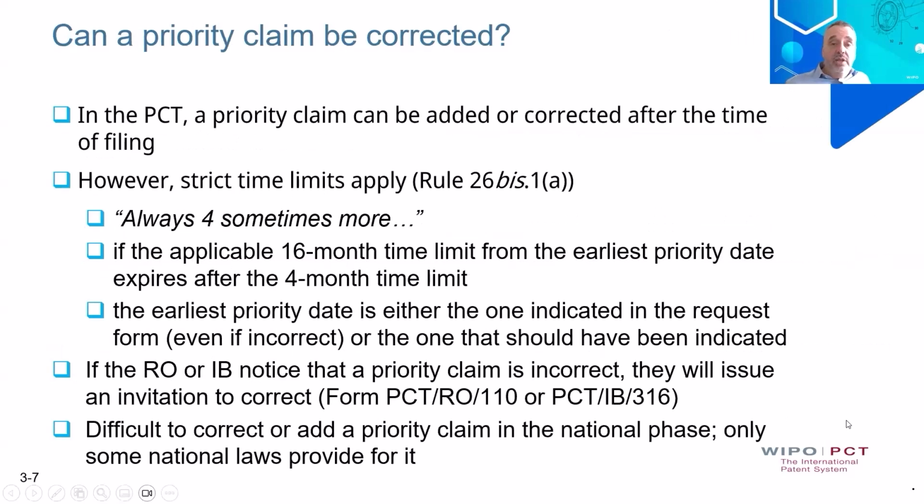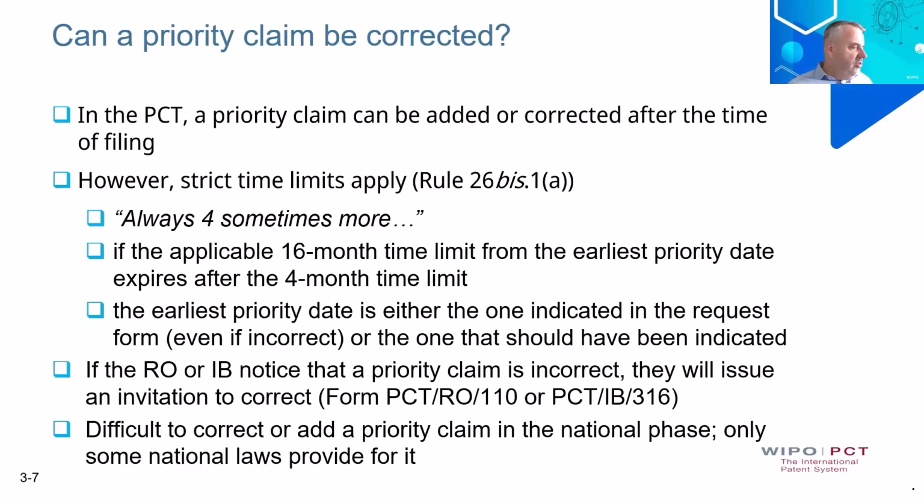So I promised I would get to the point about correcting a priority claim, and at the same time, we can also talk about adding a priority claim. Both is fortunately possible under the PCT. However, very strict time limits apply. So this is covered by PCT Rule 26 bis.1a, and admittedly, and I probably have said this before, this is one of the most complicated time limits under the PCT system.